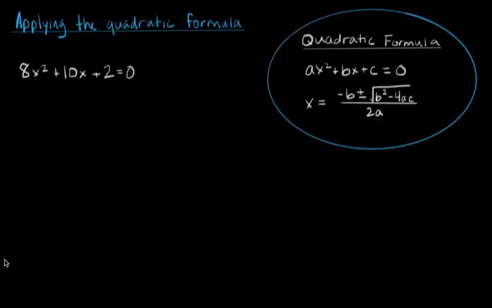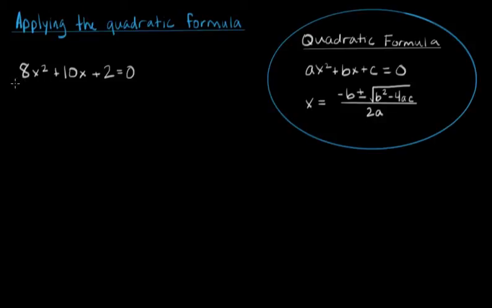In this video, I want to talk about applying the quadratic formula. So you'll remember that when we have a quadratic equation, ax squared plus bx plus c equals 0, we can solve it using the quadratic formula, which is that x is equal to negative b plus or minus the square root of b squared minus 4ac, all over 2a. So let's go ahead and try to use that to solve this problem.